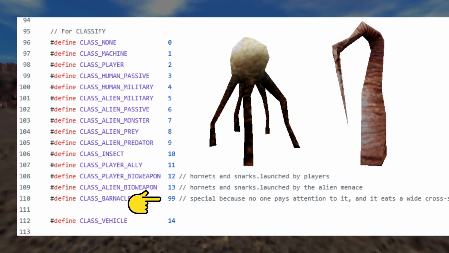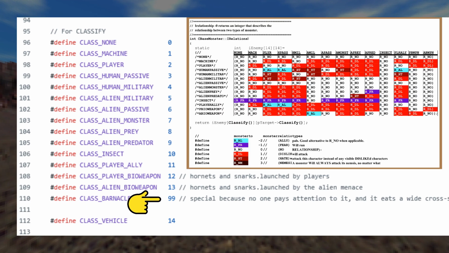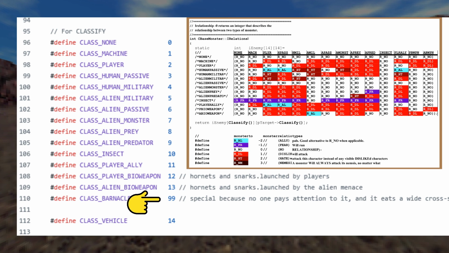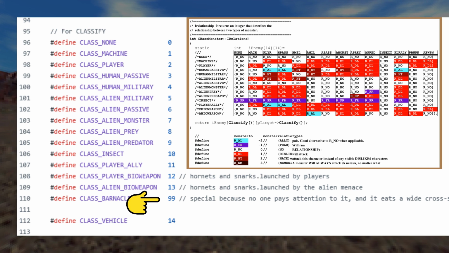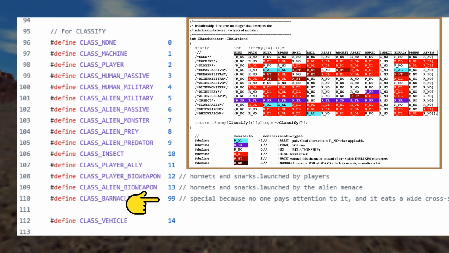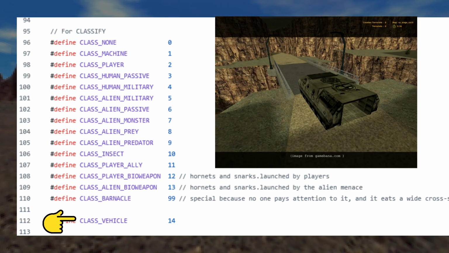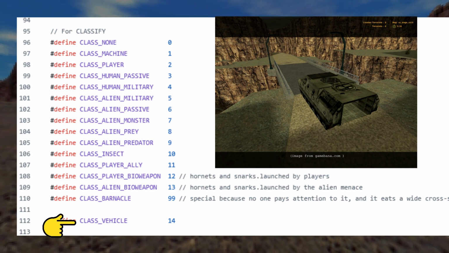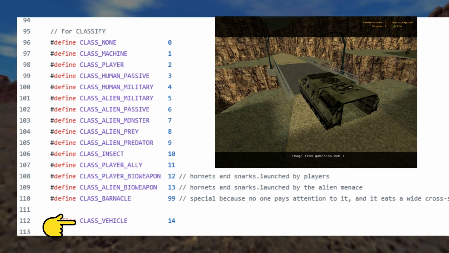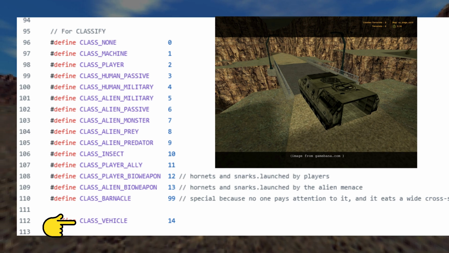Note that using the number 99 as index into the relationship table might cause a segfault, as the indexes are only meant to go to 14. The good thing is that Xen trees and Xen spores aren't monsters, so they never get checked. There's also a vehicle class for the Counter-Strike tank that was ported back into Half-Life for the 25-year anniversary update, but the vehicle isn't a monster either, so it doesn't matter.